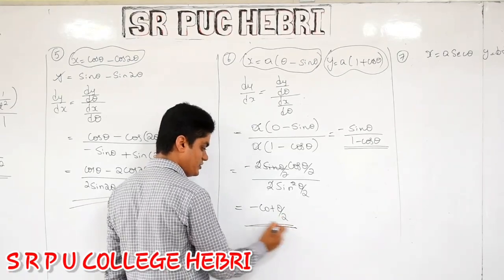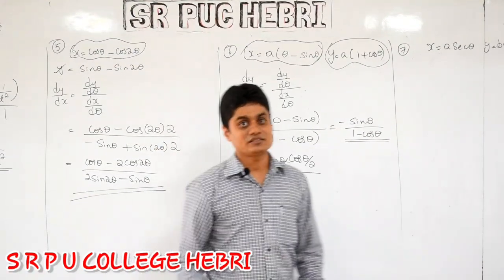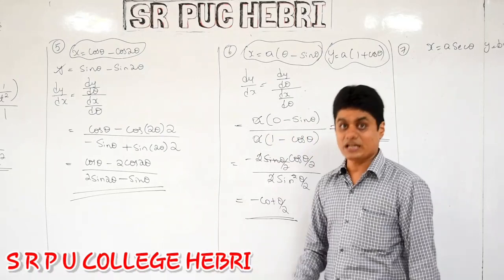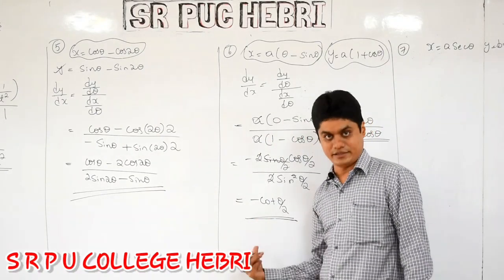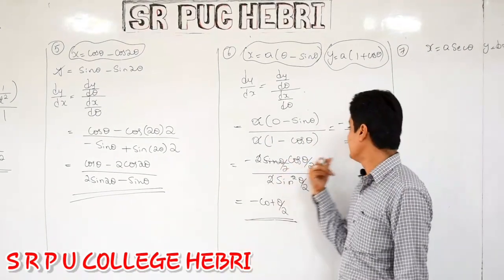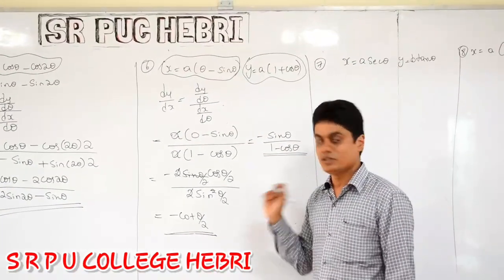This simplification is not compulsory. Sometimes it will be asked as a prove that. So if they want the answer minus cot theta by 2, then you should get it. If not, underline dy by dx. Enough. Understood? Very good.